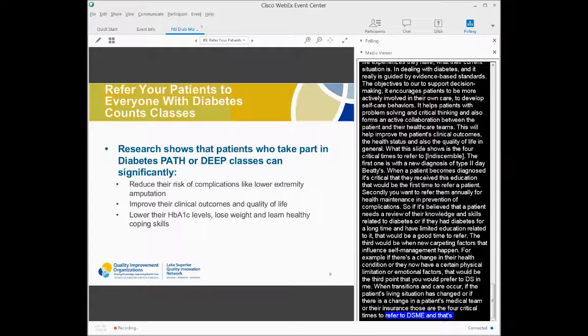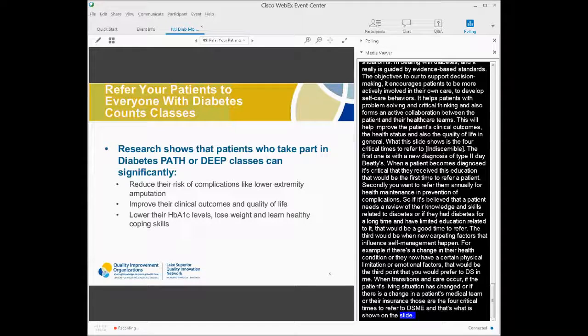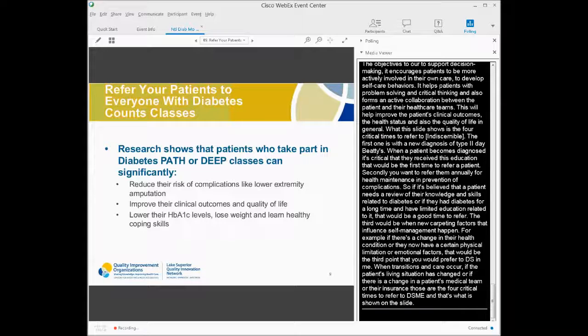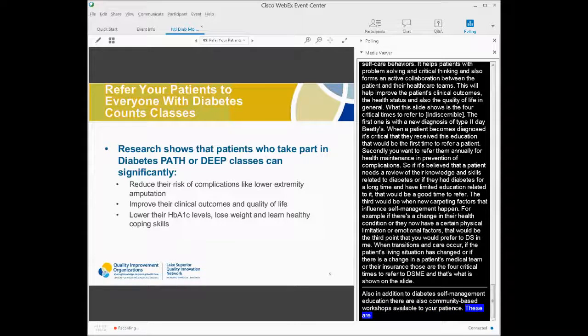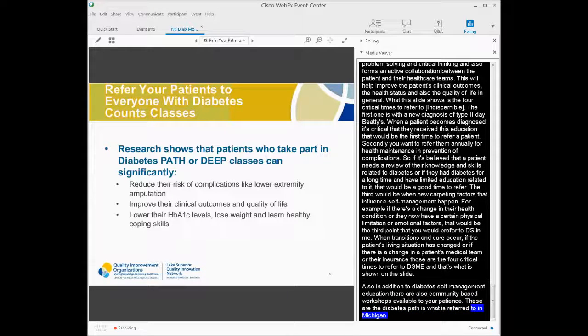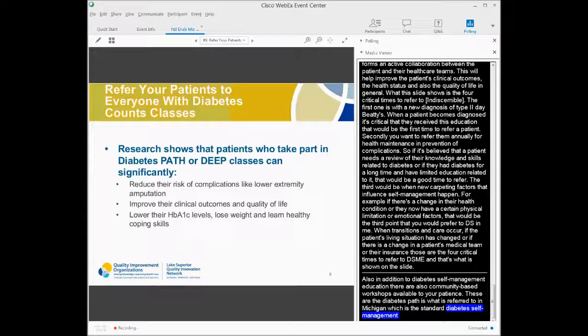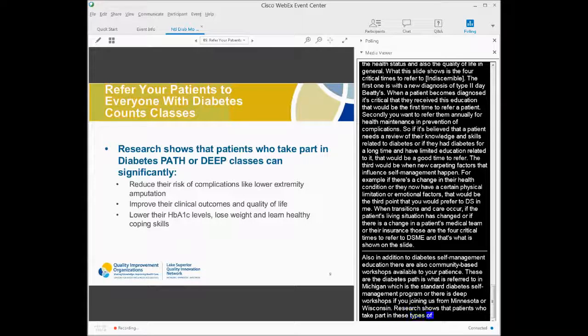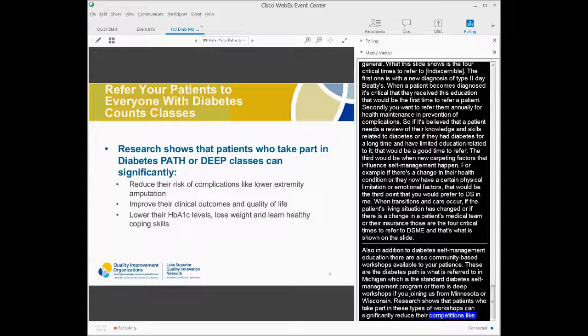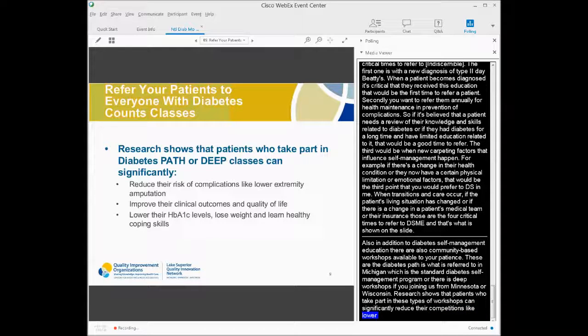Also, in addition to diabetes self-management education, there are also community-based workshops available to your patients. So these are the Diabetes Path, is what it's referred to in Michigan, which is the Stanford Diabetes Self-Management Program. Or there's also DEEP workshops if you're joining us from Minnesota or Wisconsin. So research shows that patients who take part in these types of workshops can significantly reduce their complications, like, for example, lower extremity amputations. They can improve their clinical outcomes and quality of life, and also lower their A1C levels, lose weight, and learn healthy coping skills.